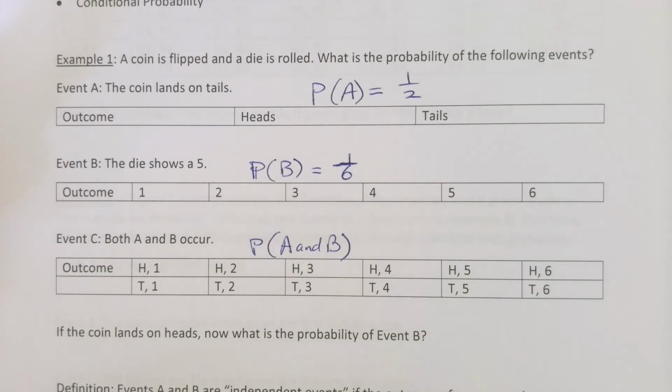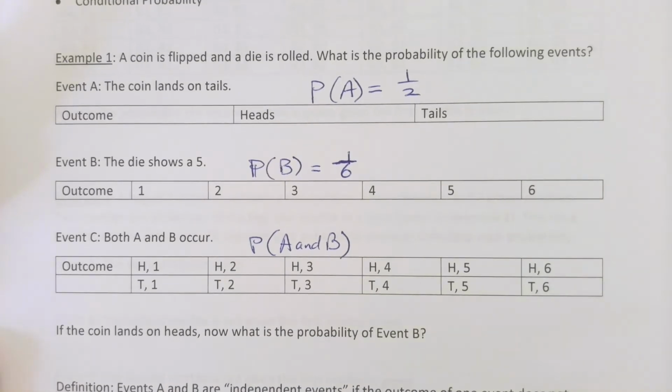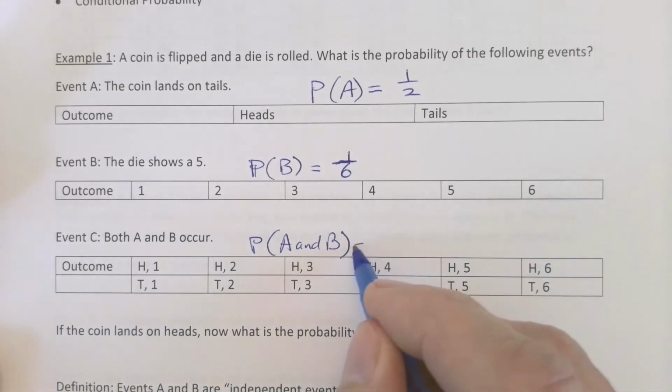Well, here's the sample space. H5, for example, means that coin is heads and the die is 5. T3, of course, means the coin is tails and the die is 3. But as you can see, there are 12 different possible outcomes for these combinations, and only one of them is favorable. It's this one. So this probability is 1/12.